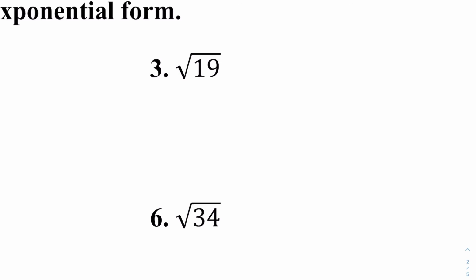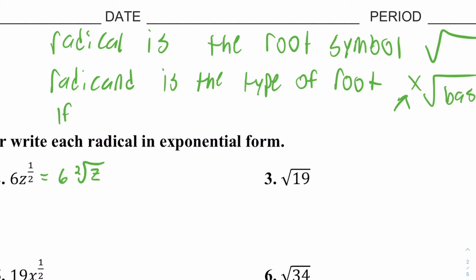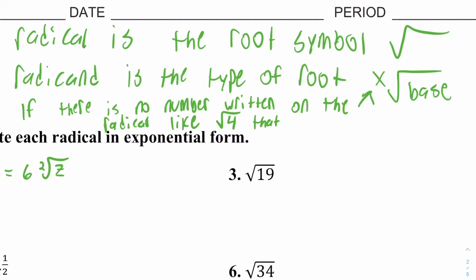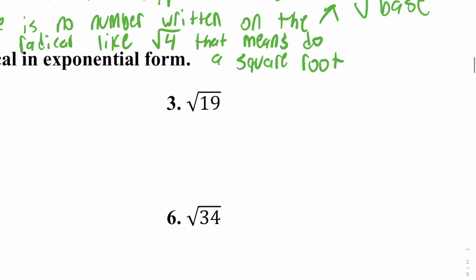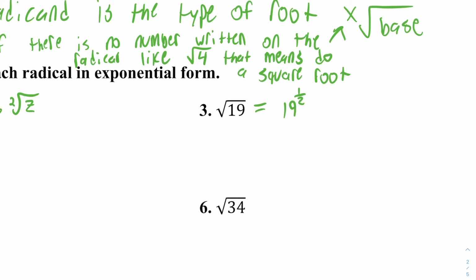Number 3, 19, the square root of 19. Okay, so there is one more thing to know here. If there is no number written on the radical, like this, that means do the square root. Well, just make sure that you write that note down that I just made. If there is no number written on the radical, like square root of 4, that means do the square root. And number 3, there is no number written here, so that means that this is the square root of 19. That means that we have 19 to the power of 1, but having a root of 2. The square root of 19 is the same thing as 19 to the 1/2 power.